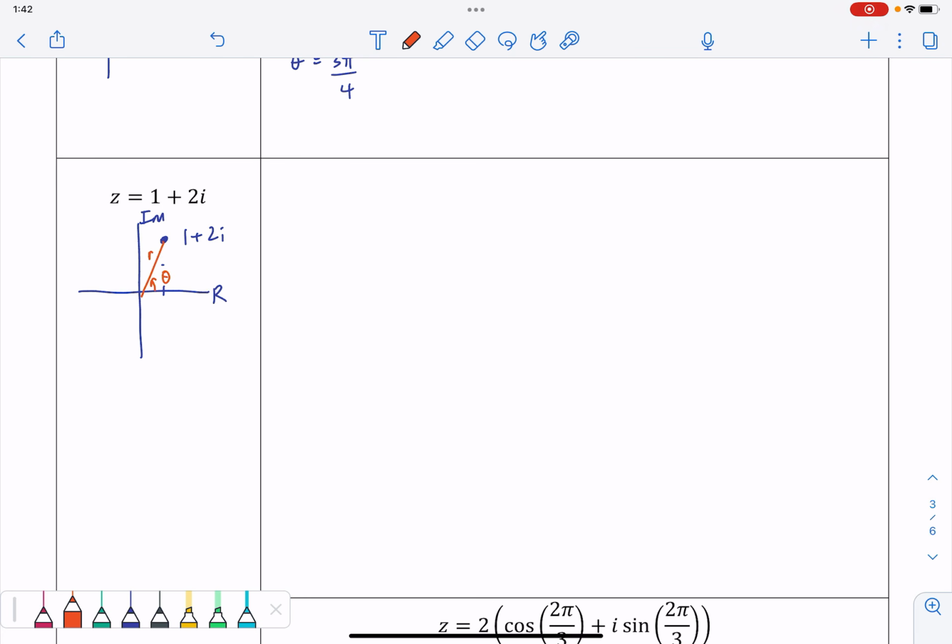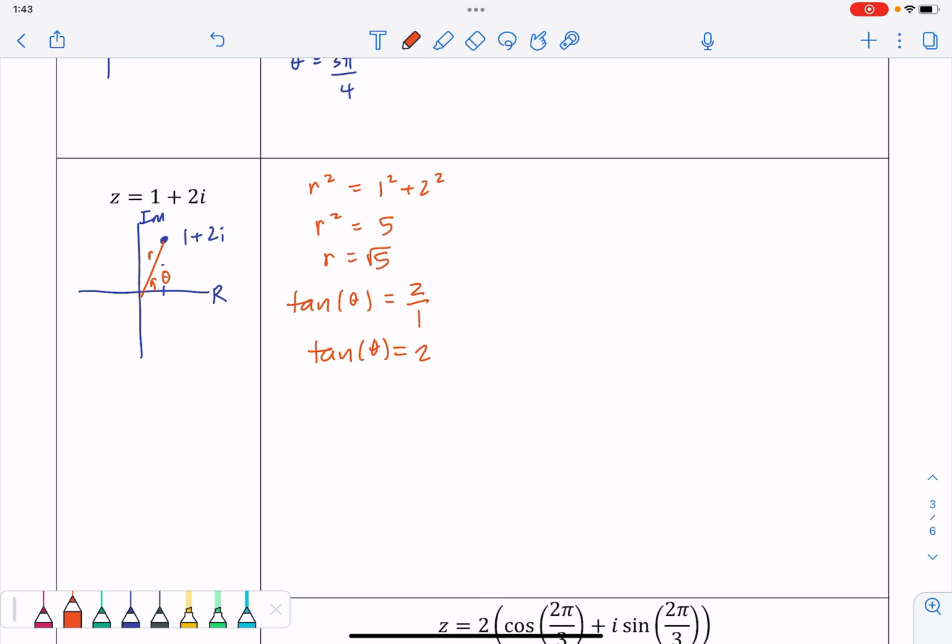So let's solve. r squared is just 1 squared plus 2 squared, so r squared is 1 and 4, which is 5. But remember, r equals root 5, so make sure you solve all the way for r. And then tangent of theta is y over x, so 2 over 1, and tangent of theta is 2. That is not a tangent value that I'm familiar with from the unit circle.